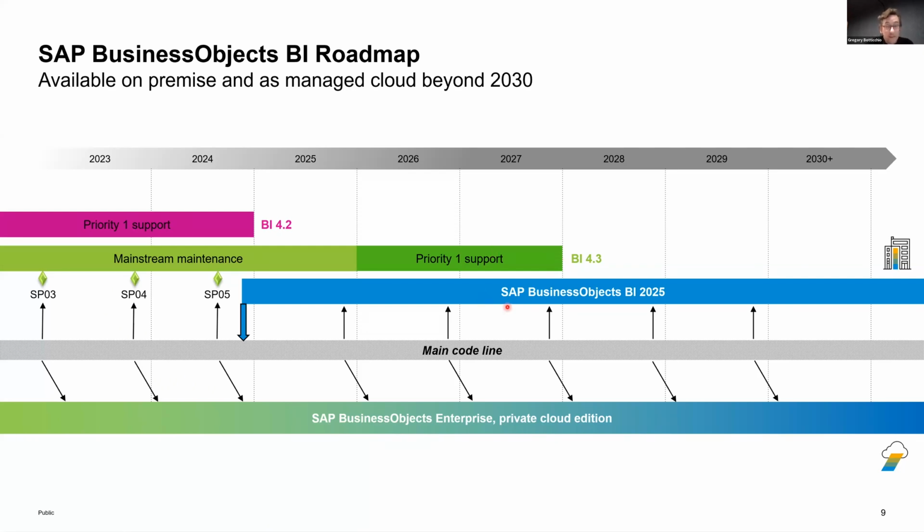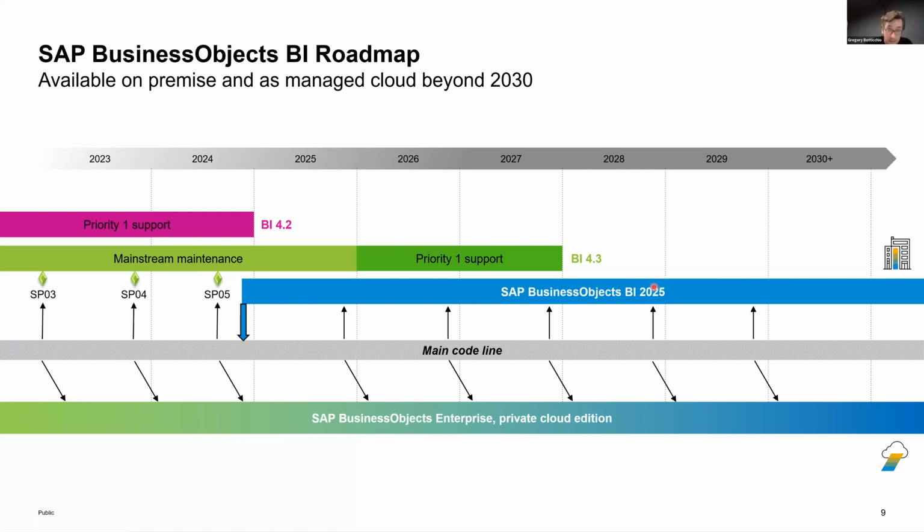The big news that we have been sharing with all of you for 18 months is the fact that after BI 4.3, we will have a new release, the BI 2025, which is planned for December 2024.